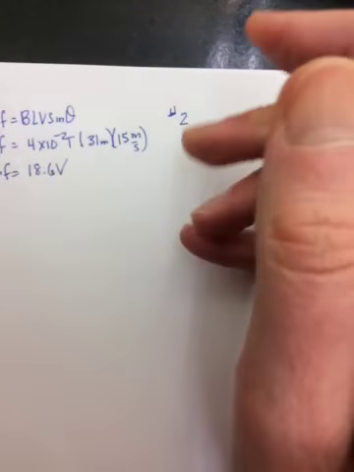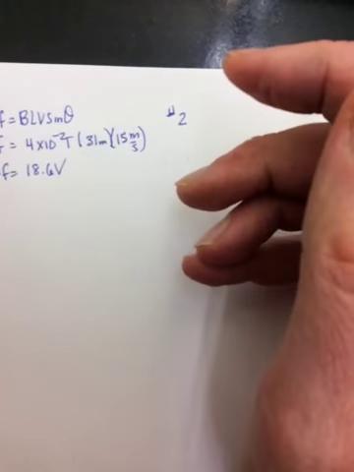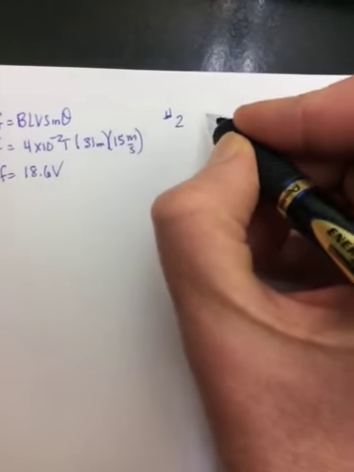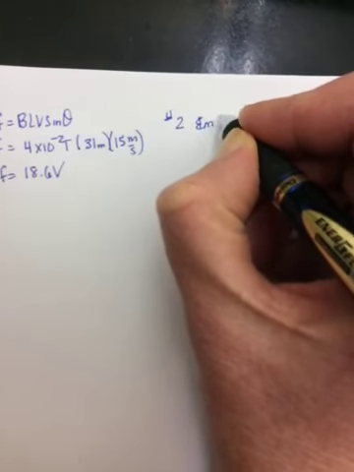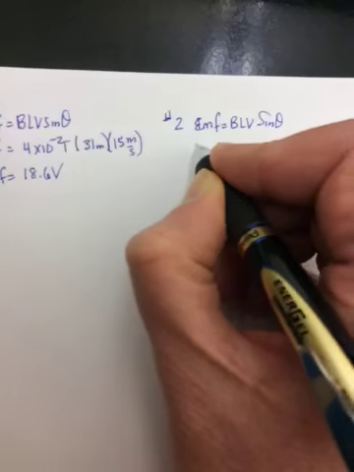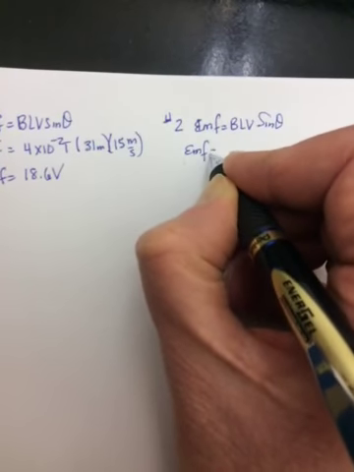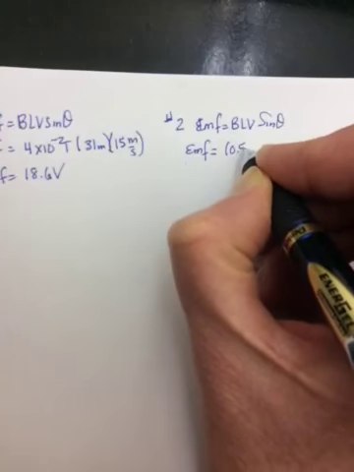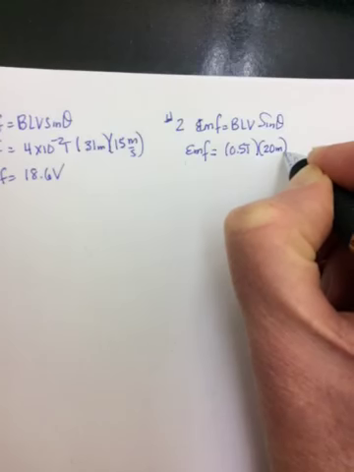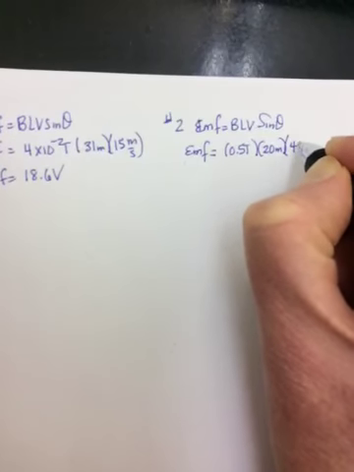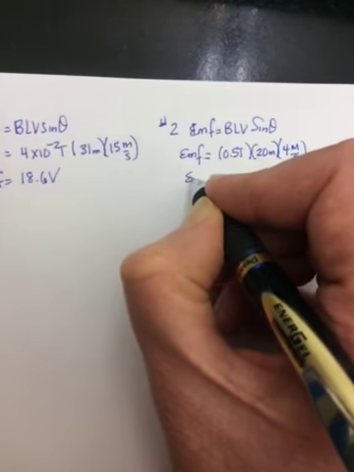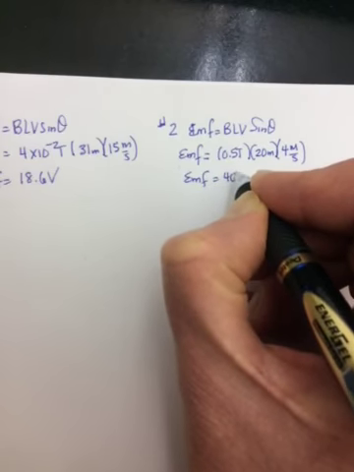Number 2. A wire 20 meters long, L, moves at 4 meters per second, V, perpendicularly through a 0.5 Tesla magnetic field. What is the EMF? So again, EMF equals BLV sine theta, says the word perpendicular, and so angle is 90. B is 0.5 Teslas, L is 20 meters, and speed is 4 meters per second. Half of 4 is 2. 2 times 20 should be 40 volts.